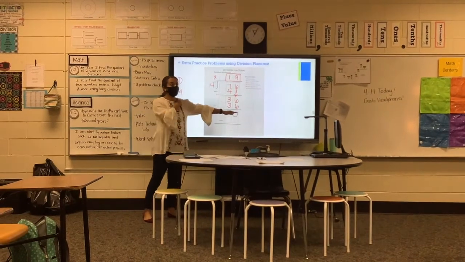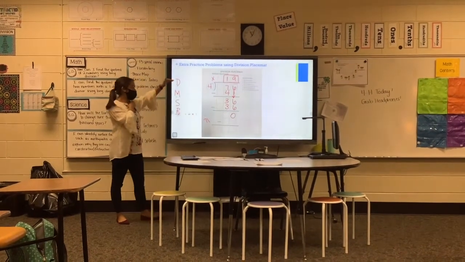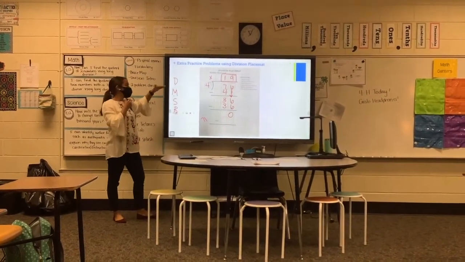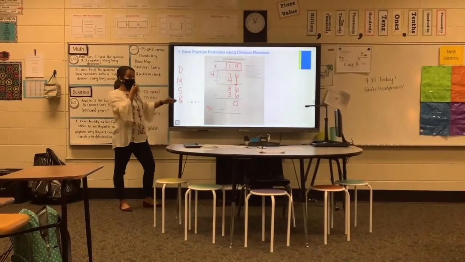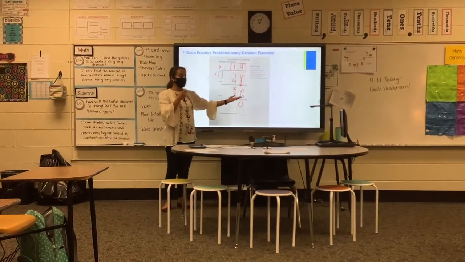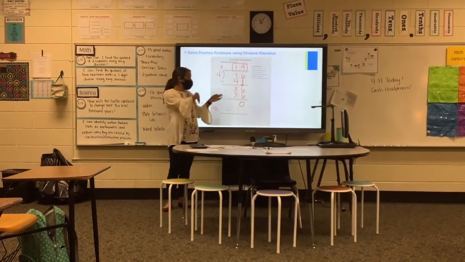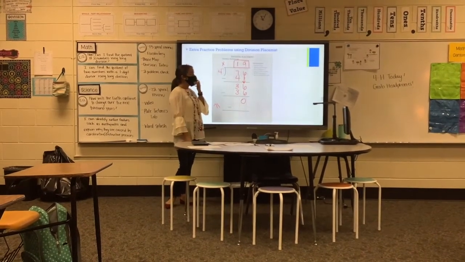That 0 just says we're done. We don't have to go back to the top and say divide, multiply, subtract, or bring down. There's nothing else for us to bring down, and it equaled out to 0. Okay?